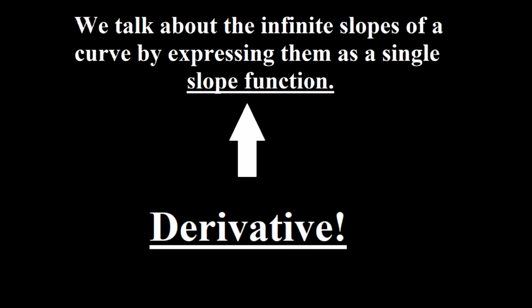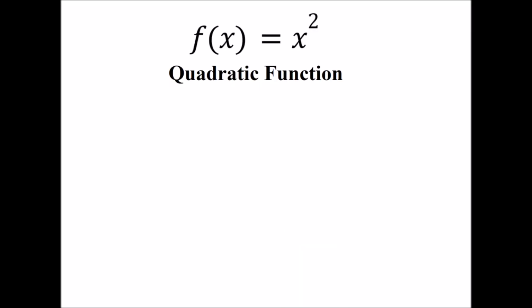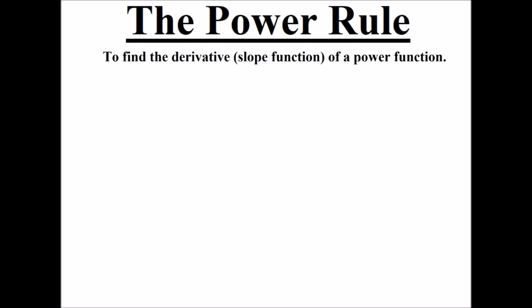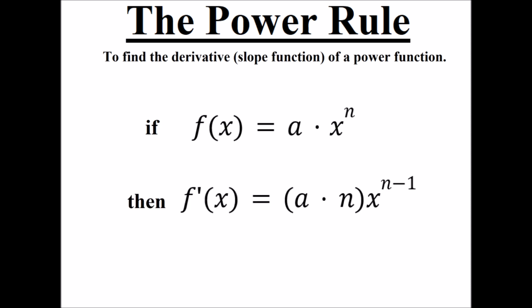The derivative is unique for each function, but function types are subject to the same rules when creating their derivatives. X squared is known most commonly as a quadratic equation, but it's also known as a power function. In fact, any function with a term or group of terms in the form a times x to the n is a power function. The slope functions of these power functions can be derived by using what's called the power rule. The power rule states that if your original function is of the form a times x to the n, then its derivative will be a times n times x to the power of n minus 1.